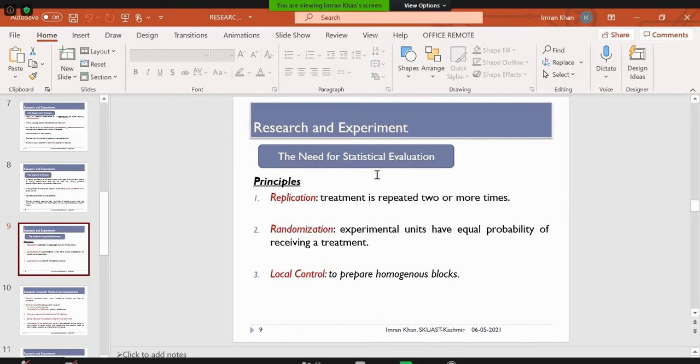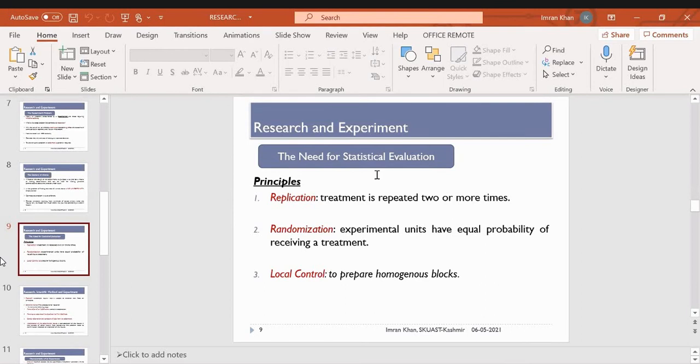The difference. So what we need is statistical evaluation. We have certain principles which we use whenever we conduct an experiment. You need to use 3 principles in your experiment. One is called replication, second is randomization, third we call local control.